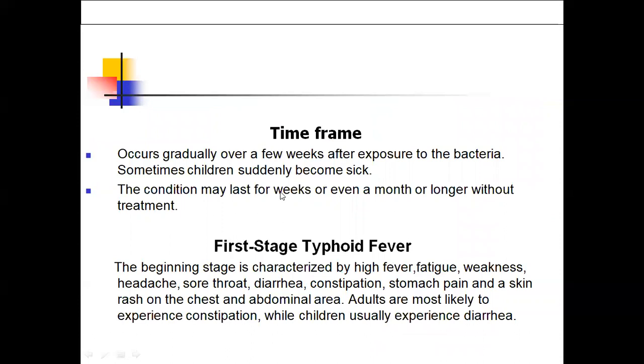The time frame of typhoid fever consists of three stages: first stage, second stage, and third stage. It occurs after the bacterial infection. The first few weeks are the incubation period. In the first stage, the common features that develop are high fever, fatigue, weakness, headache, sore throat, diarrhea, constipation, and abdominal symptoms, whereas children can experience diarrhea and confusion. The first stage is not critical, but has mild symptoms.